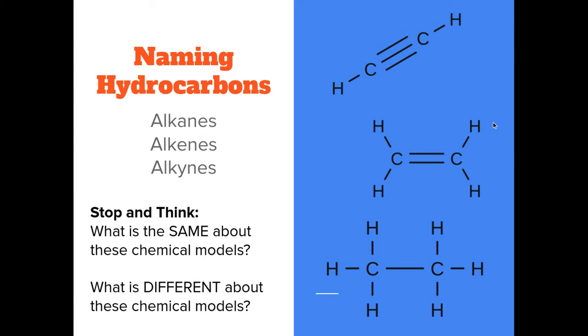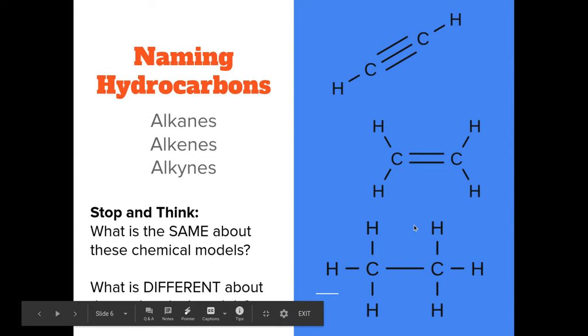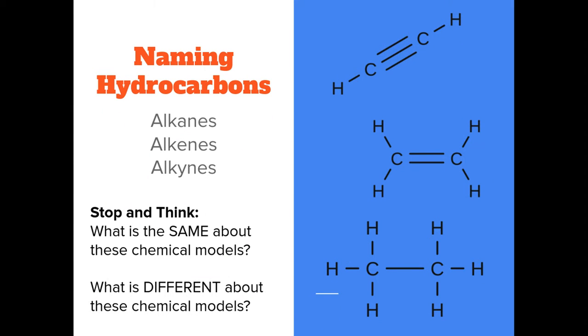So how to name hydrocarbons, alkanes, alkenes, and alkynes. I want you to stop and think. Take a look at these 3 diagrams here. What is the same about these chemical models and what is different? Pause the video. I'll give you a little second here. What's the same and what is different?